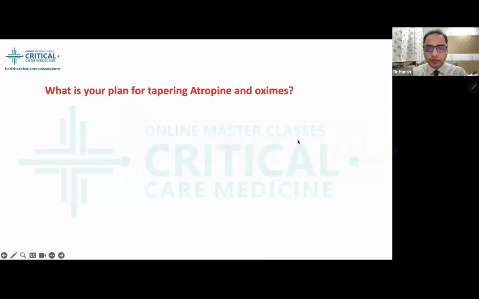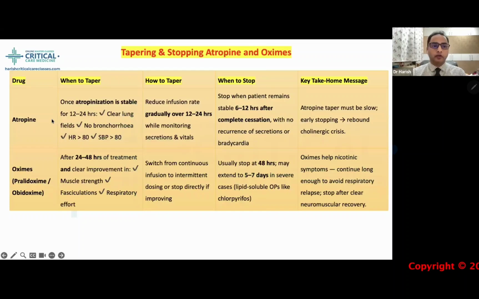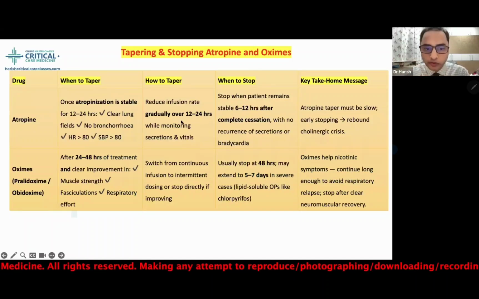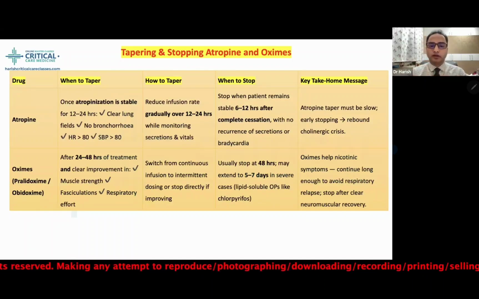What is your plan for tapering atropine and enzymes? Back to our management of the OP: how are you going to taper and stop atropine and enzymes? Once atropinization is stable for 12 to 24 hours, we can take a call on tapering the dose if the patient has a clear lung field, no bronchorrhea, and heart rate and BP are more than 80. How to taper? Reduce the infusion rate gradually over 12 to 24 hours while monitoring secretions and vitals.